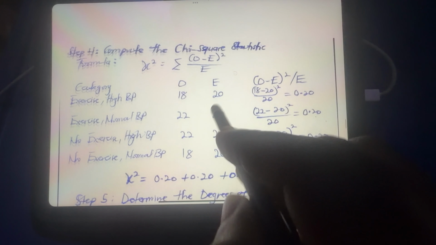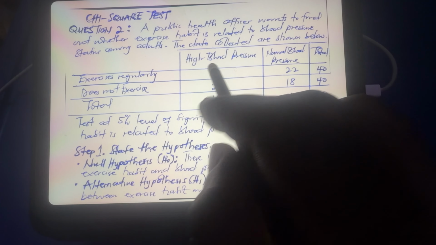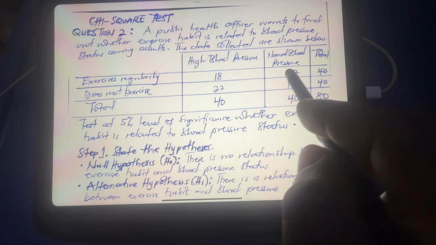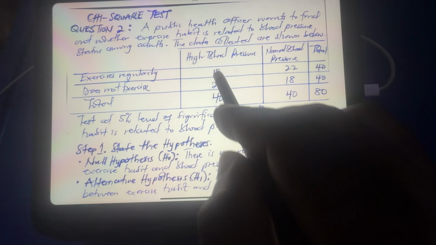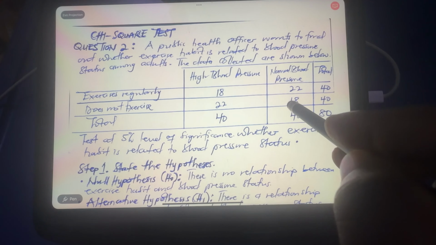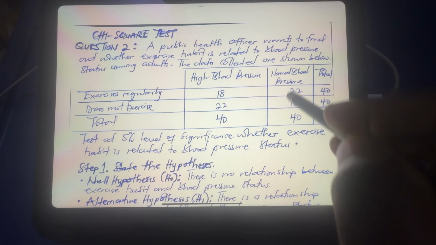Now, you remember that in a 2 by 2 table like this, we have 2 rows and 2 columns. See, row 1, row 2. How many columns? 2 columns. Column 1, column 2.